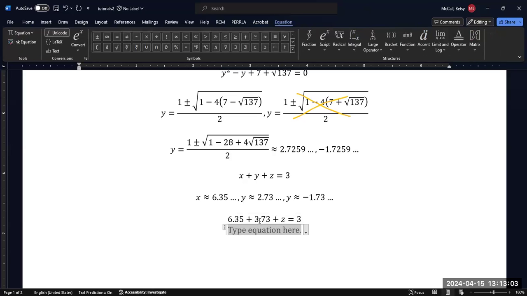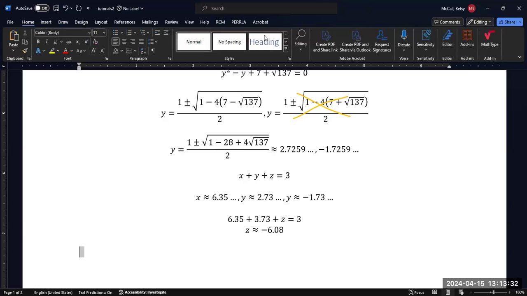And so if I want z, I move everything to the other side. 3 minus 6.35 minus 2.73. And I end up with approximately negative 6.08 for one possible solution.